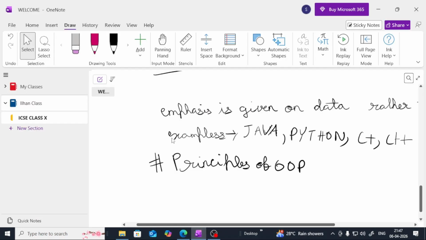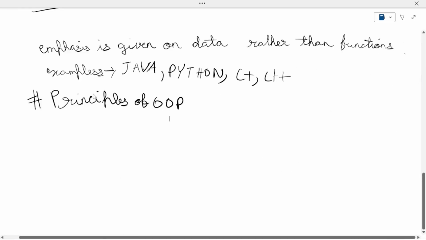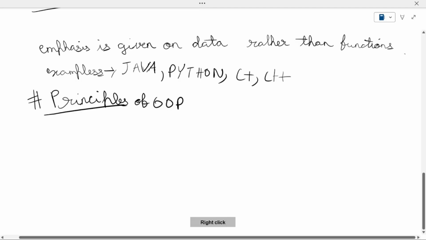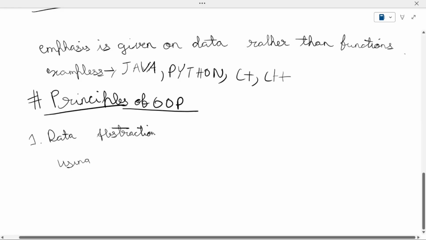So let me just note this down. The first is data abstraction: using the features without knowing the background.